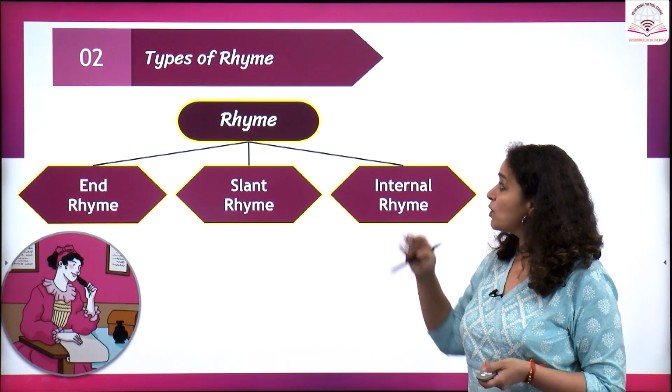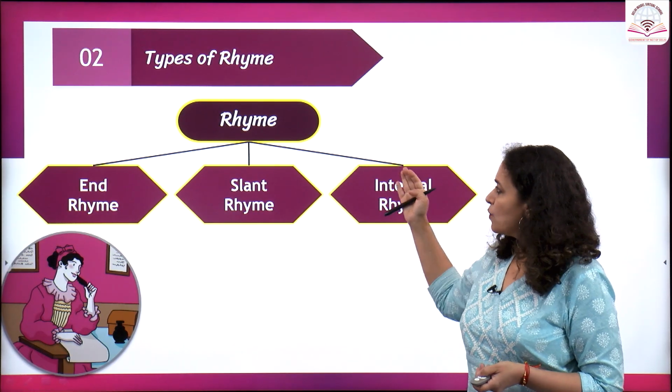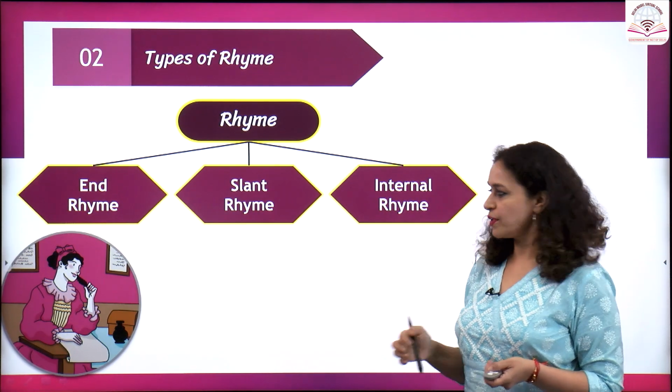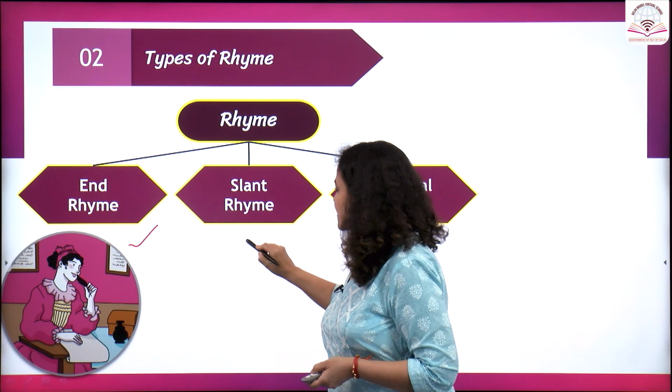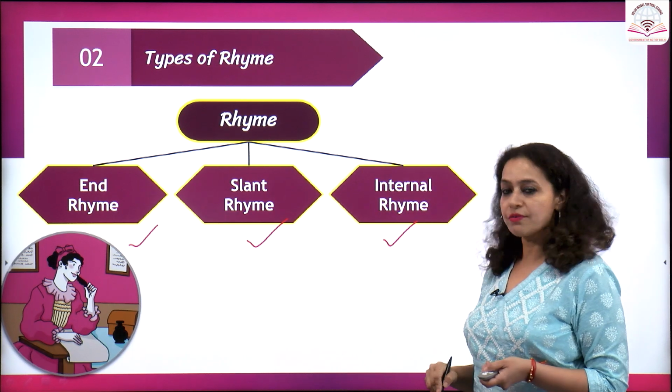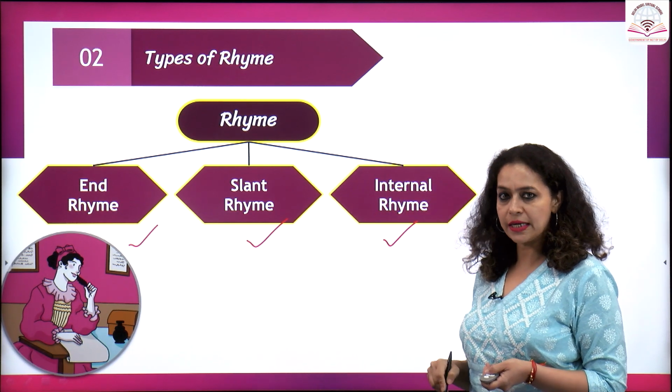Now we'll talk about types of rhyme. We are going to talk about three different types of rhyme: end rhyme, slant rhyme and internal rhyme. We'll take each in detail now.